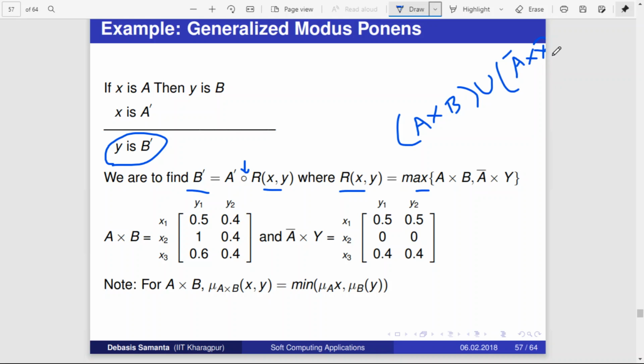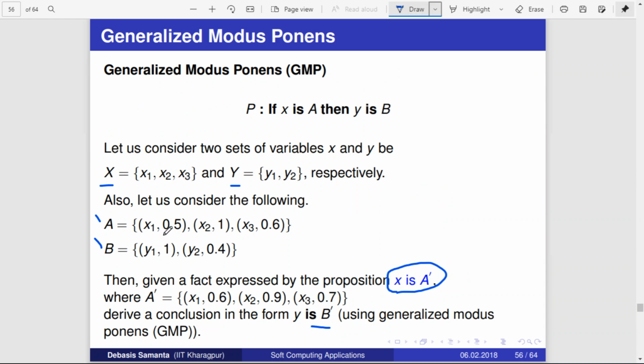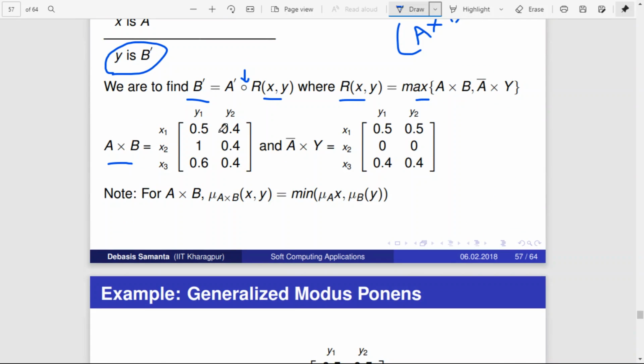So union in the sense is max. Okay, this union we are calling it as max. So max of A cross B comma A dash cross Y. First we are calculating A cross B. When you calculate A cross B, take 0.5 compared with 1, so it is 0.5. 0.5 compared with 0.4, the minimum is 0.4. So that we got this.